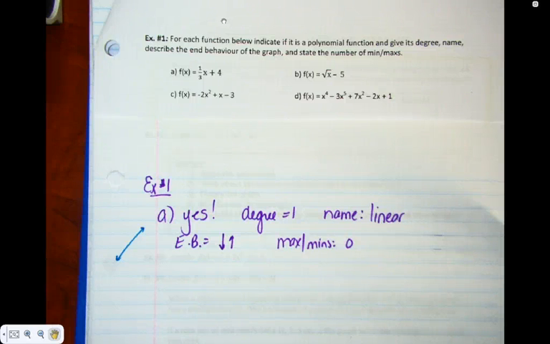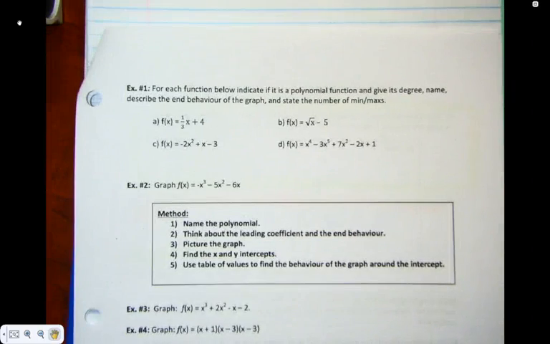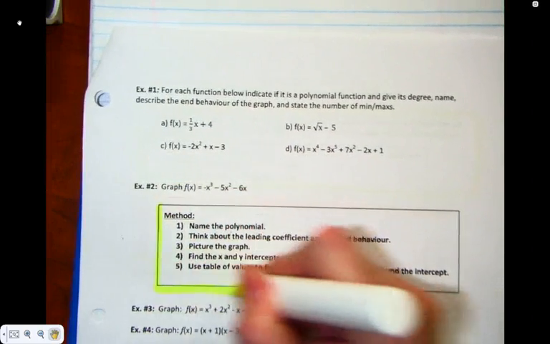I'm kind of happy, actually, a little bit. Didn't see that coming, did you? What's its name? Quintic, because of the 5. What's the end behavior? Well, the quintic is negative, because it's a negative 3 in front. Up, down, and how many max/mins? 4. Questions on this, because this is the first couple steps when we actually go to graph in the next example. Okay, let's do some graphing. Methods.